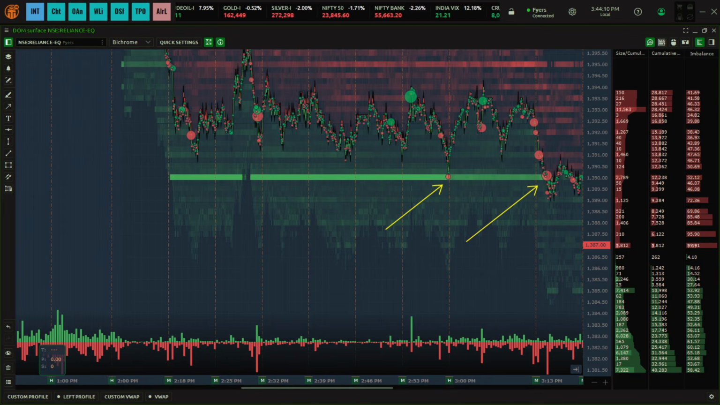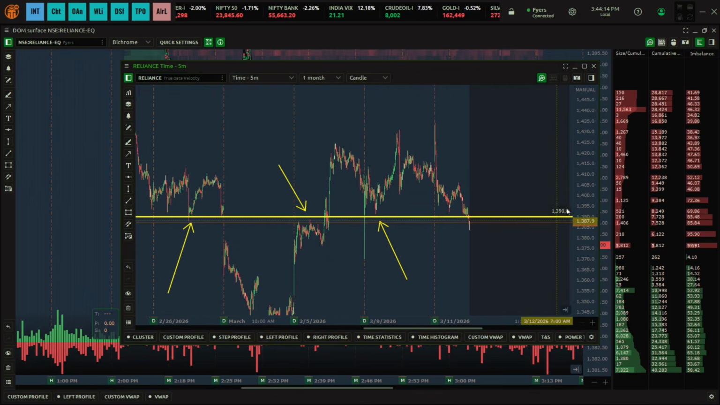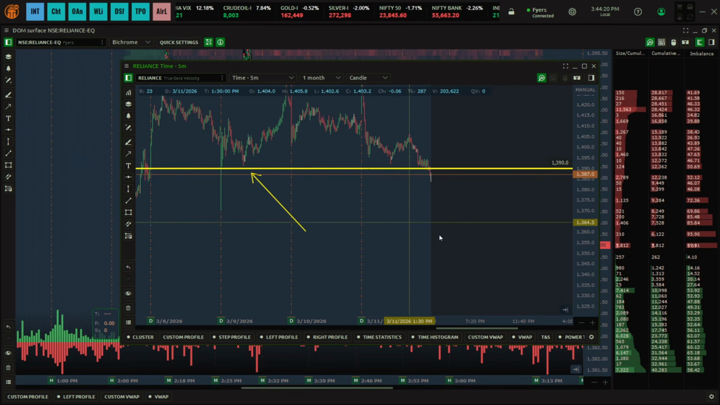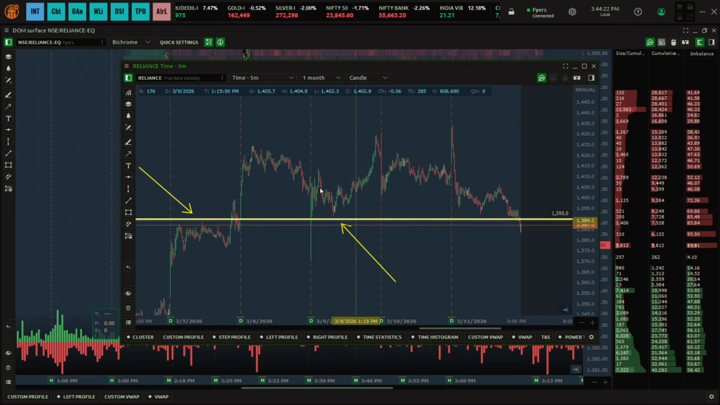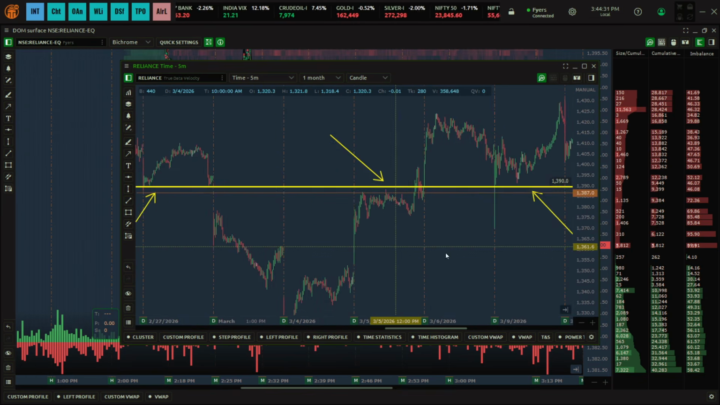So let me show you the normal chart. Now see, this was the level. Around 1390, around this price level, there was this limit order sitting. Okay, so this is today's data. But why this level? You see, a few days before, this area acted as a good support. This area acted as a resistance as well before.